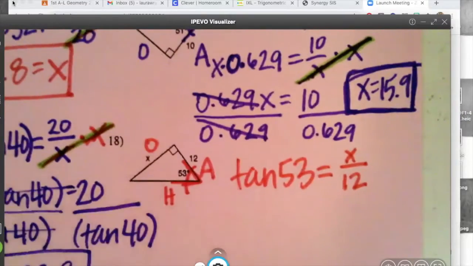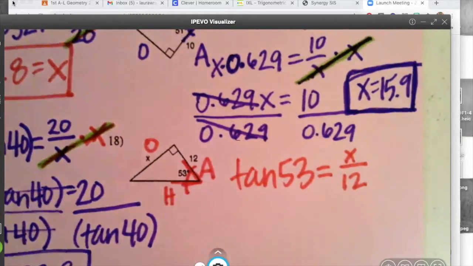So, questions about setting that up? One of the most common questions is, how do I know when to use sine, cosine, or tangent? So I've tried to really emphasize that as we've gone over it today. Everybody good on why we use tangent? Okay, so then what's my first step?